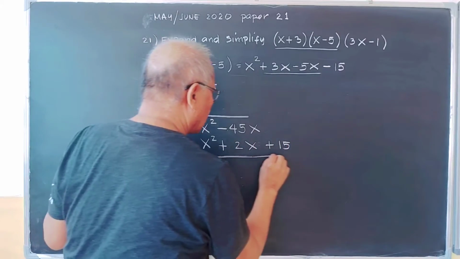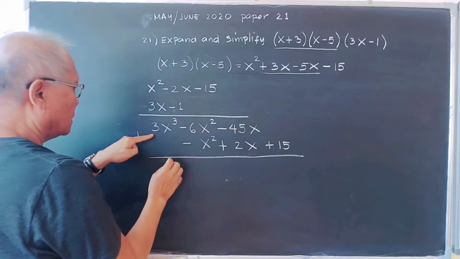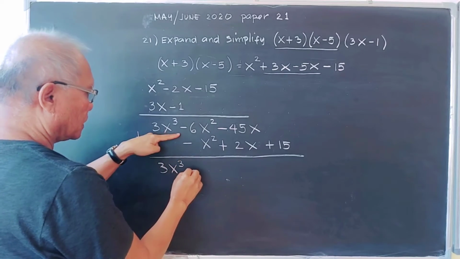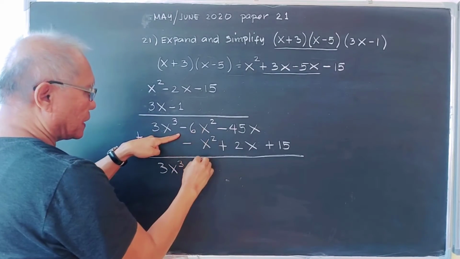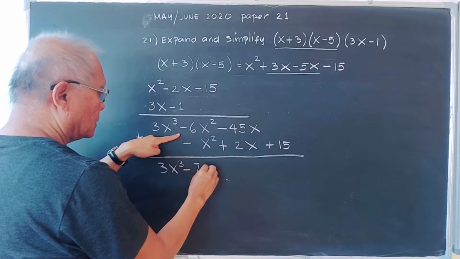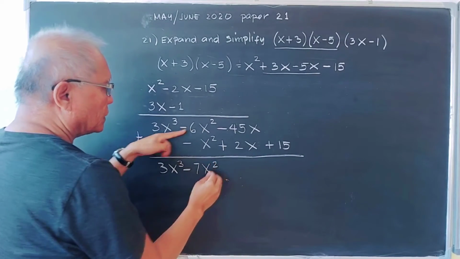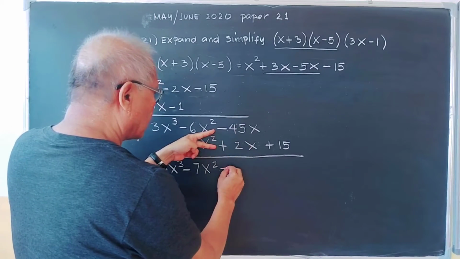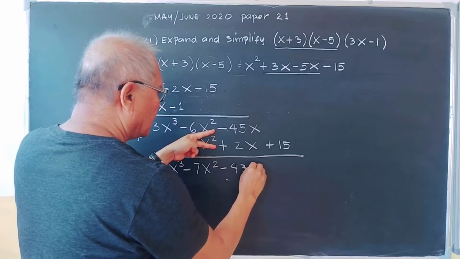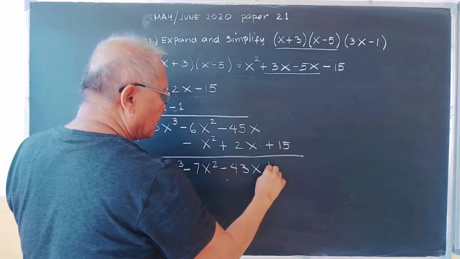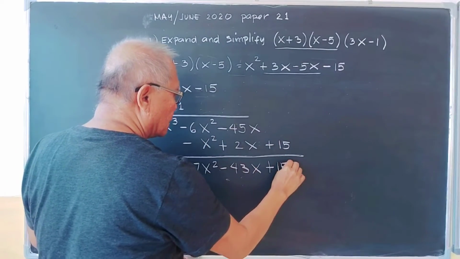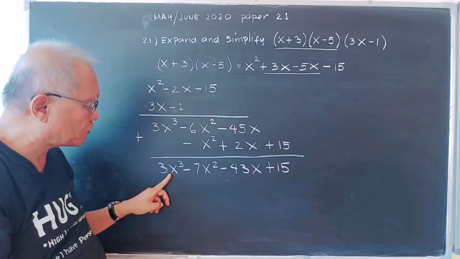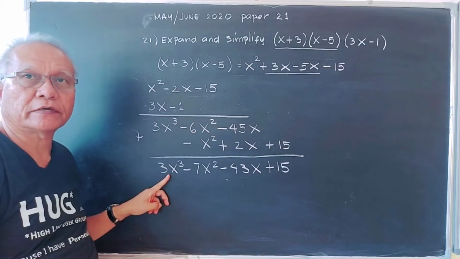Then we are going to add this one plus. So we have 3x cubed. Same sign, we add 6 plus 1, 7x squared. Unlike signs, we subtract 45 minus 2 is negative 43x. Then copy the plus 15. And this one is already in its simplified form because we don't have any more like terms here.